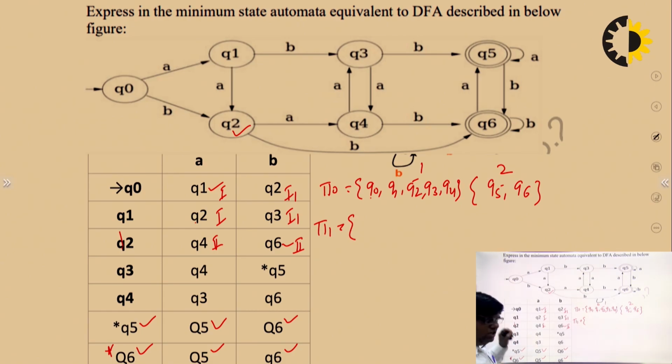Now again we check Q3. Now here is set 2, here is set 1 and here is set 2.